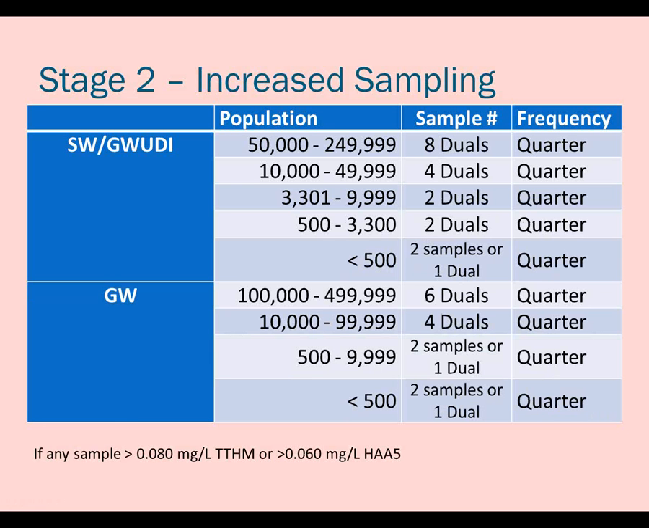Increased monitoring table. Again, surface water, groundwater under the influence, groundwater, population, and the sample numbers, the frequency. Your water system will be moved into increased monitoring if any sample exceeds 80 micrograms per liter of TTHM or 60 micrograms per liter of HA5.